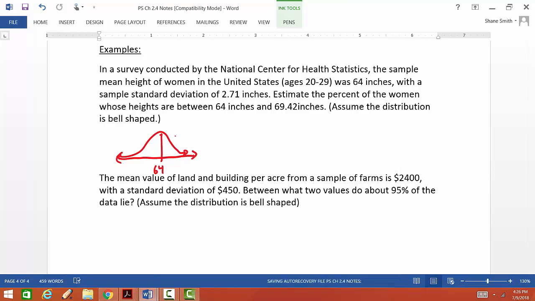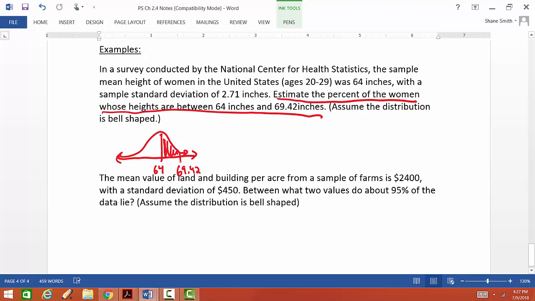Now we want to find the percent. It says estimate the percent of women whose heights are between 64 and 69.42. So 64 is here, 69.42 is out here. So that's this percentage. And it says assume the distribution is bell-shaped, which is actually a really important sentence because if it wasn't bell-shaped, we couldn't use the empirical rule. The empirical rule only applies to bell-shaped distributions.